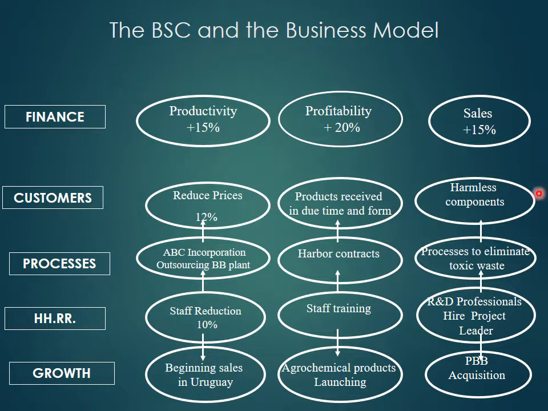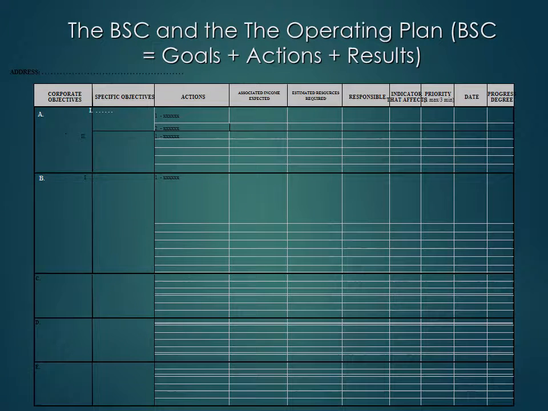So you see that the basic difference between the business model and the balanced scorecard is all this logical connection, if you want, between the different aspects of the balanced scorecard. And finally, you have the operating plan. That is, once again, a balanced scorecard. It's practically the same. The only difference is that it can be substantially longer.